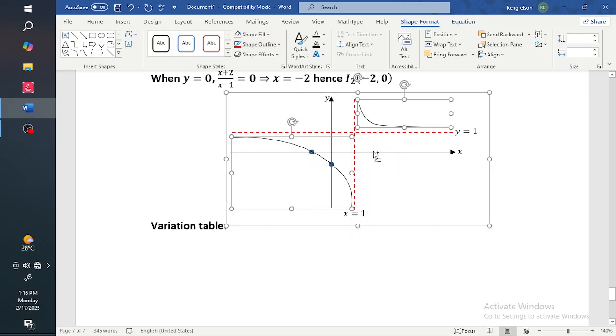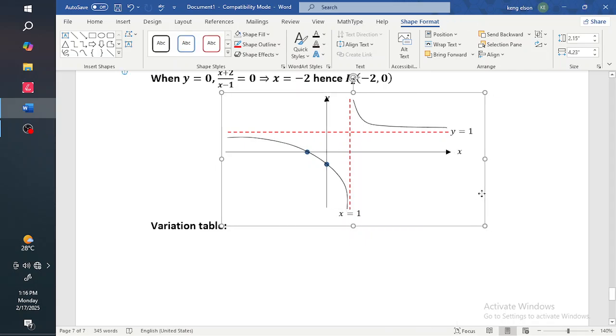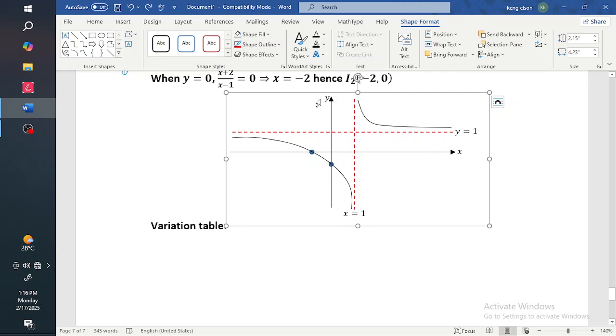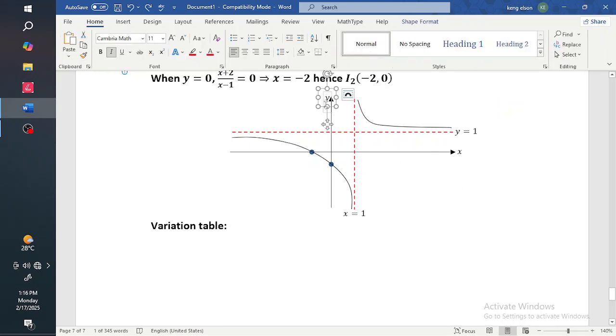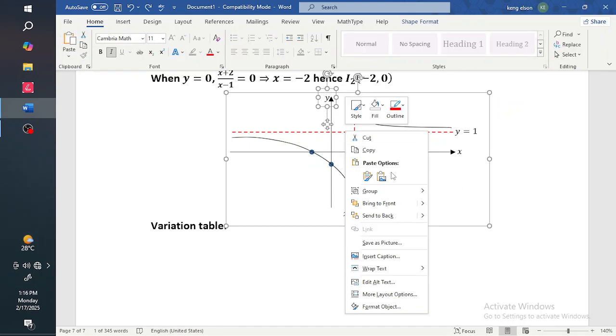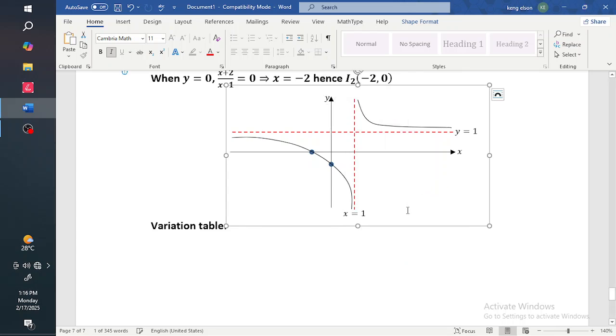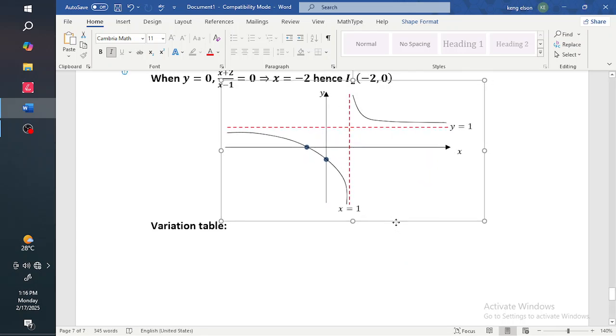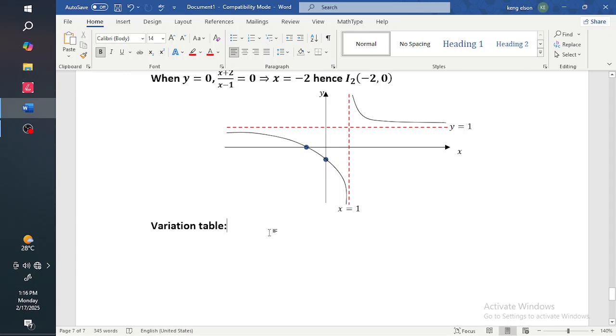This is just a little sketch. It's not really smooth because I'm using a computer. So this is how my graph is going to look. Now let us try to come out with a variation table. When we get the variation table, you will have to interpret it on the graph, and you see how to always come out with a graph. But it is preferable to get the variation table first before drawing the graph.